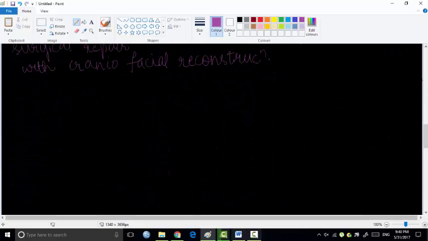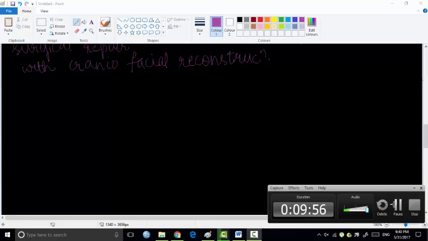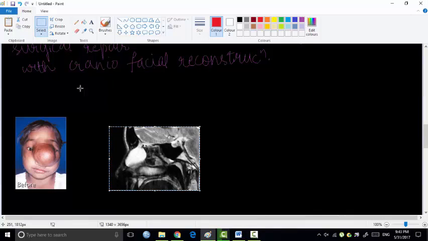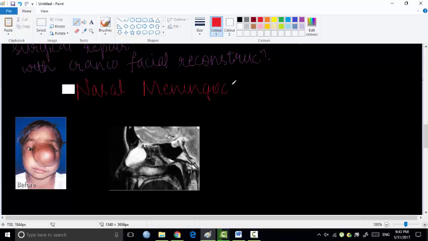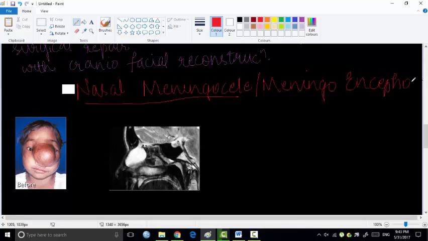Now coming to the next one, we are going to deal with nasal meningocele, right? So you can see both the diagrams of nasal meningocele, or it is also called meningoencephalocele, right? So these are both the pictures of nasal meningoencephalocele.